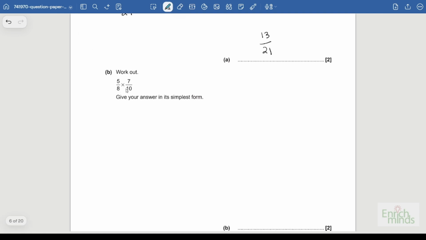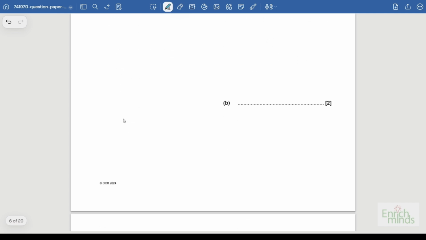Work out 5/8 times 7/10. Give your answer in its simplest form. So here you can multiply the numerator to the numerator and denominator to the denominator, or you can simplify first and then get the answer. So simplifying, there is 5 in the numerator and 10 in the denominator, which can be reduced. So 5 goes in 10 two times here. So now I have 7 ones is 7 over 8 twos is 16. Now I cannot simplify this further. So 7 over 16 is the answer.